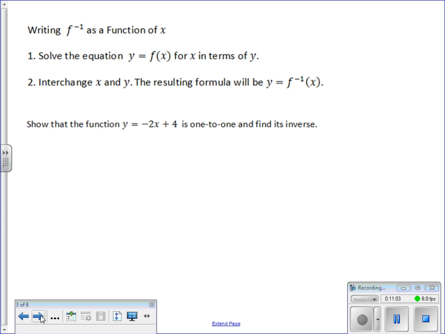Okay. So as an example, we're going to show that y equals negative 2x plus 4 is one-to-one. Straight lines other than y equals some number are one-to-one. And find its inverse. Finding its inverse really is not difficult. Okay. First step: solve the equation y equals f of x for x in terms of y. So I take my original function, y equals negative 2x plus 4. Solve that equation for x.